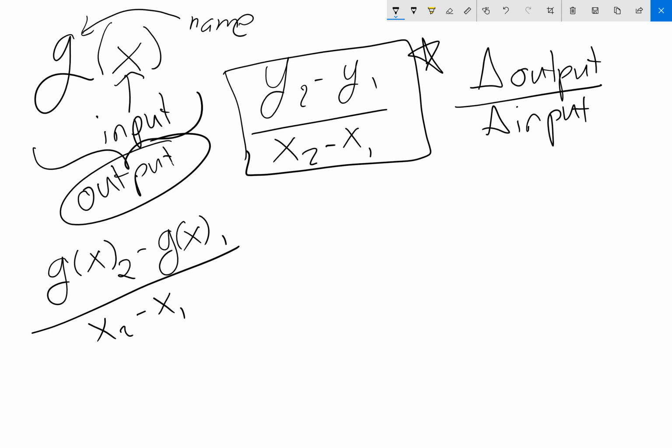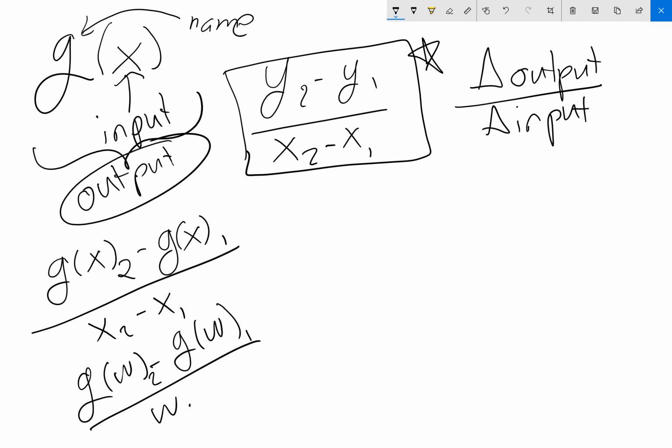Doesn't matter what the variable is, right? So if this was g of w, don't freak out. w is our input, so g of w is our output. w2 minus w1. That doesn't matter too much for this problem, but it'll come in handy in other problems such as number 2. I'm not going to draw out the graph. You can see it, but I'm going to draw a rough sketch.